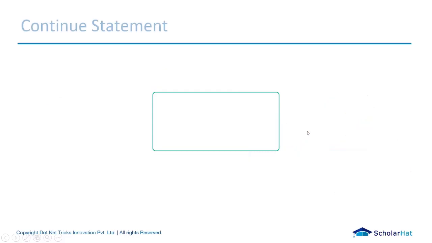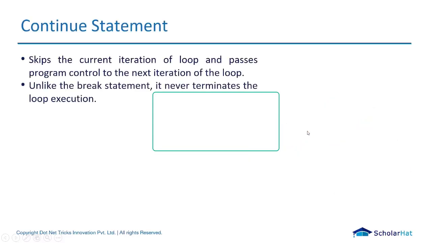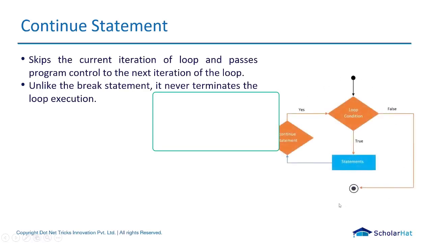Now we'll move to see what the continue statement is. The continue statement skips the current iteration of the loop and passes program control to the next iteration of the loop. What I mean by that, we'll understand better when we take an example in VS Code. Unlike the break statement, it never terminates the loop execution. Whenever we write break, it breaks the loop and comes out of the loop. But with continue, wherever we use it, that statement is skipped. So this is the flow chart of that.